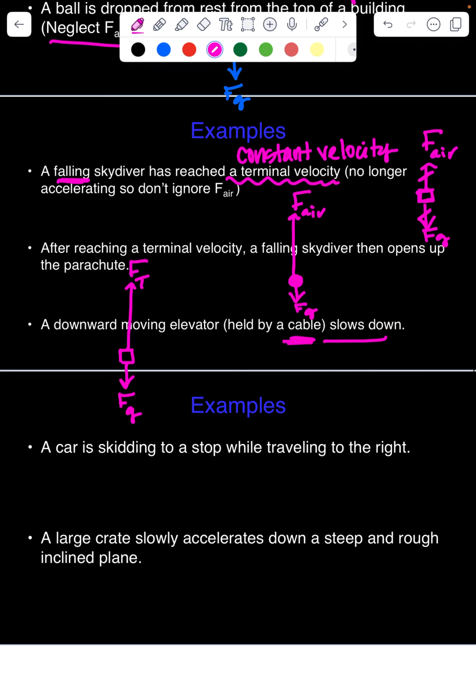All right, next we have a car that is skidding to a stop. Skidding to a stop is just another way of saying that it is slowing down. Again, slowing down is a type of acceleration. So having a type of acceleration means that I do not have balanced forces.